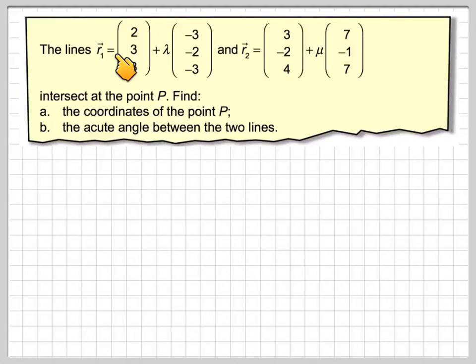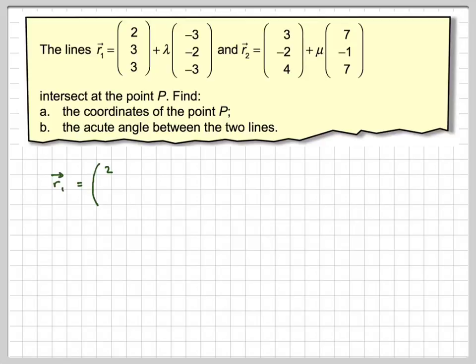The lines r1 = (2, 3, 3) + λ(-3, -2, -3) and r2 = (3, -2, 4) + μ(7, -1, 7) intersect at the point P. Find (a) the coordinates of the point P, and (b) the acute angle between the two lines.